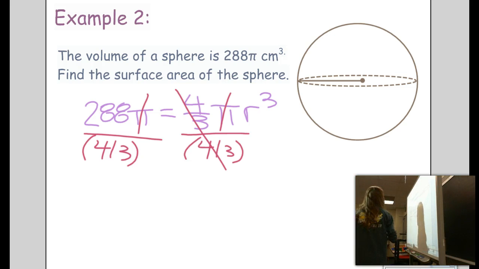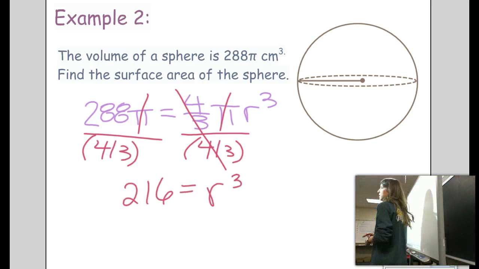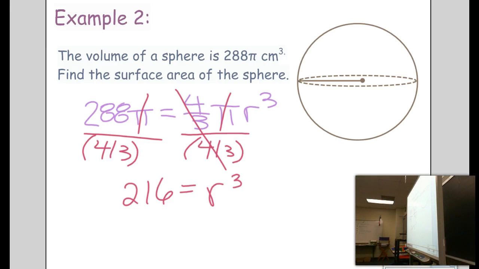Kaylee, what do you get? 216, perfect, equals r cubed. So then you divide that by square. Almost. If you want to undo squaring something, you square root it. If you want to undo cubing something, you cube root it. The opposite of cubing is cube rooting.